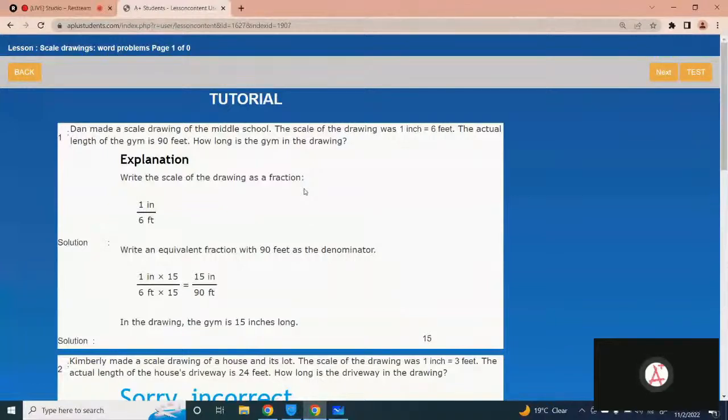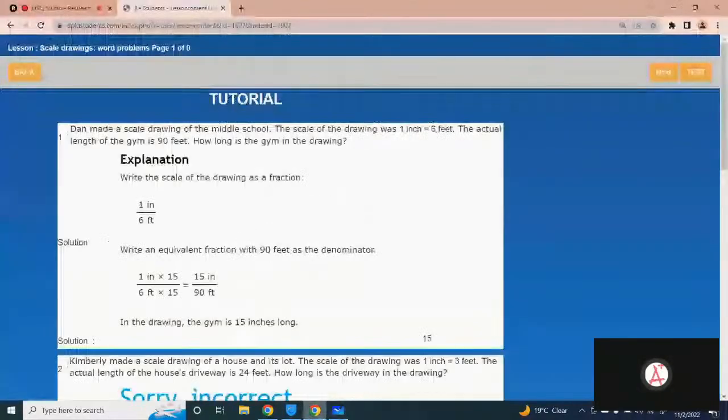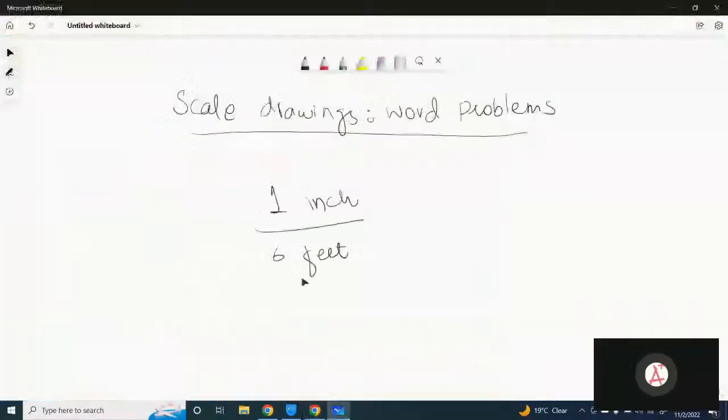So the ratio is 1. The scale is 1 inch to 6 feet. So it would be 1 inch to 6 feet. But you are given the actual length of the gym is 90 feet. That means the feet is in the denominator. You have to make 90 in the denominator. So 6 times what number makes 90?